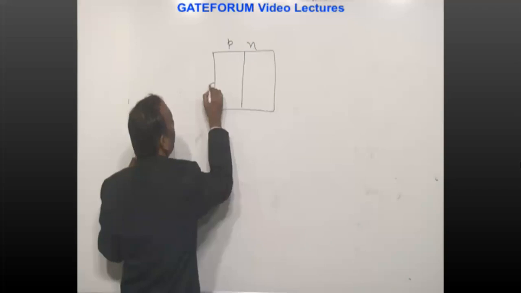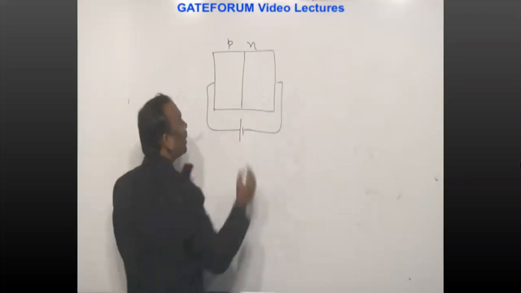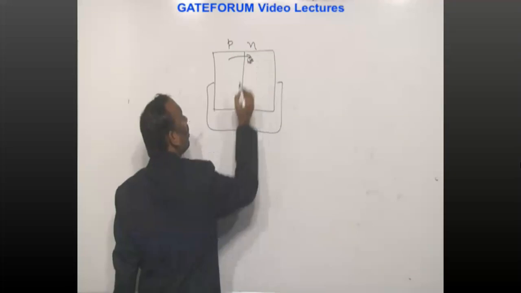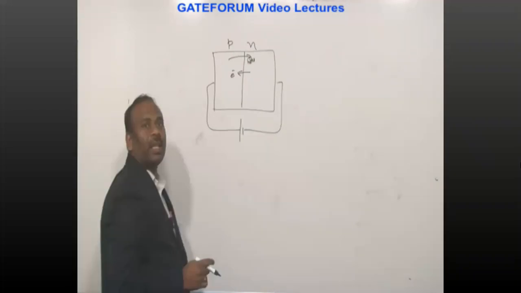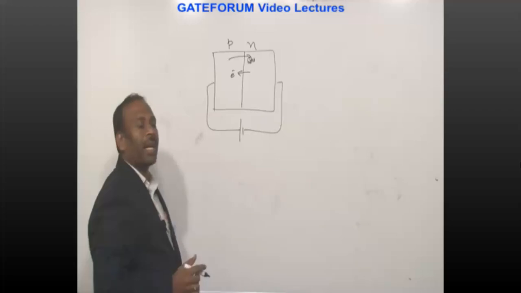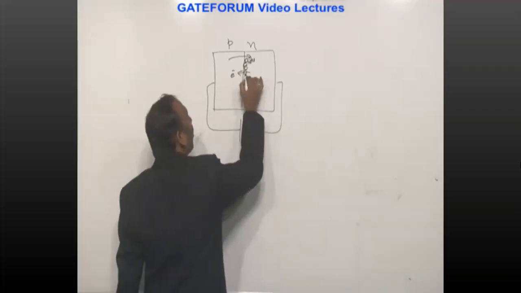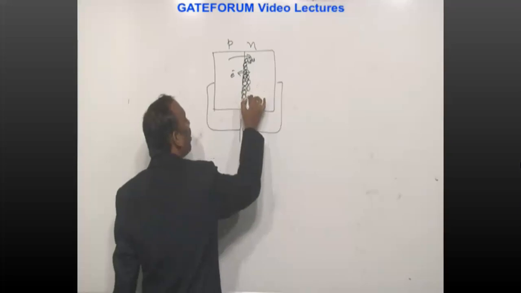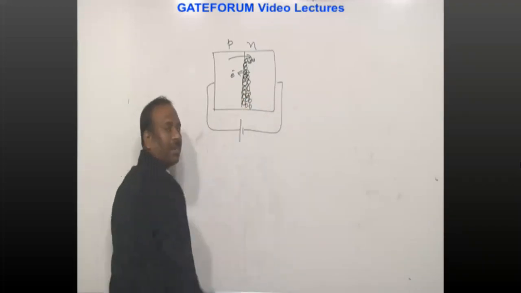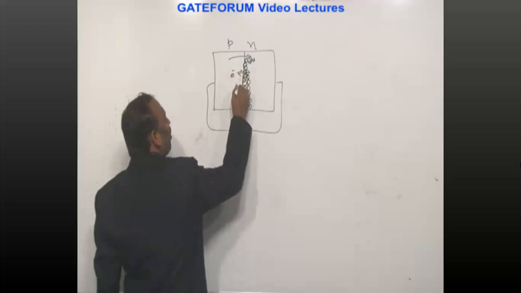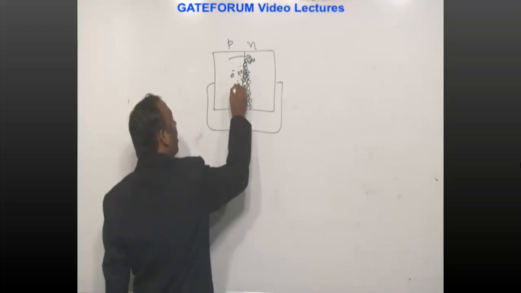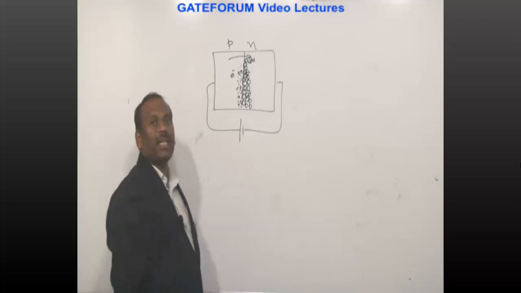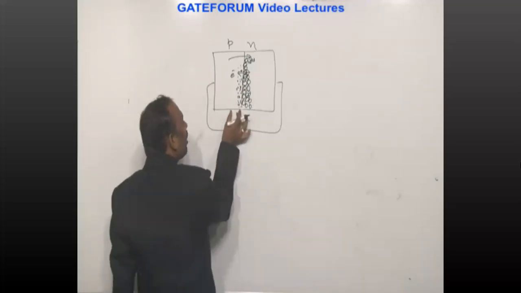Take a p-n junction and apply forward bias. Holes will move from here to here, so majority holes will be situated nearer to the junction. Similarly, more electrons are situated nearer to the junction. As this voltage goes on increasing, there is more positive charge here and more negative charge here.